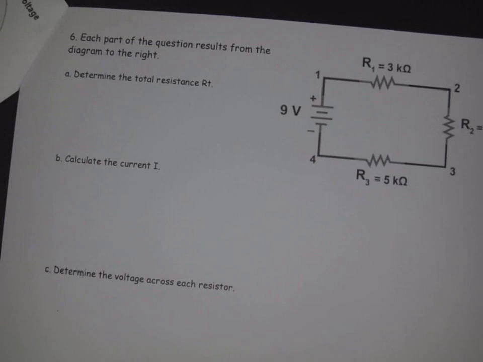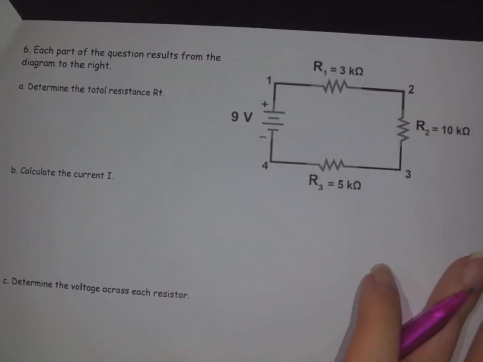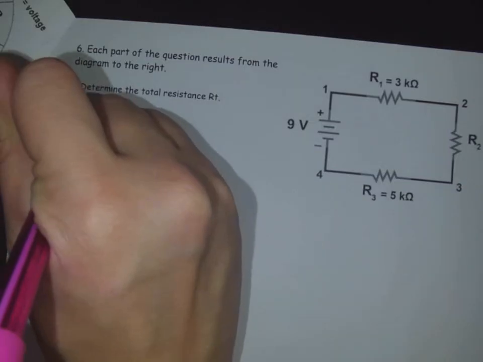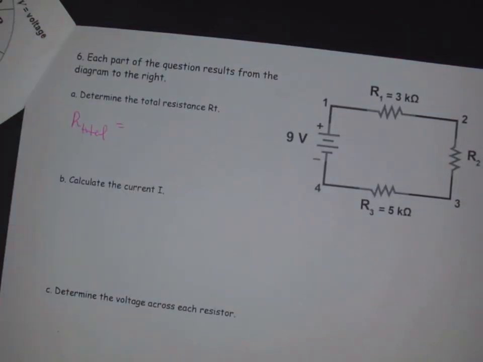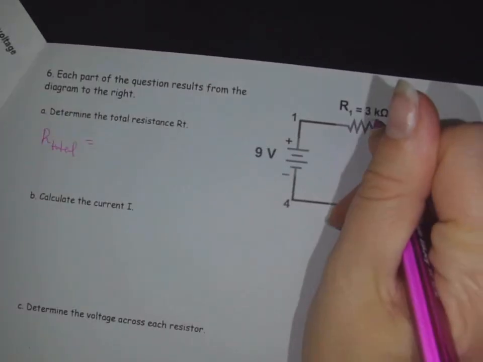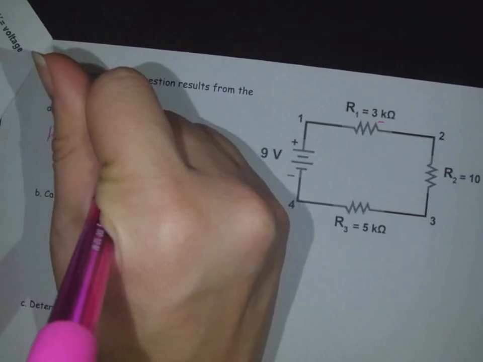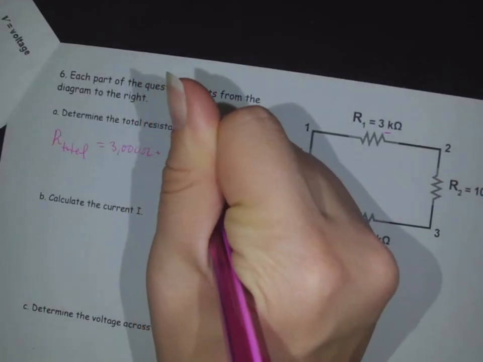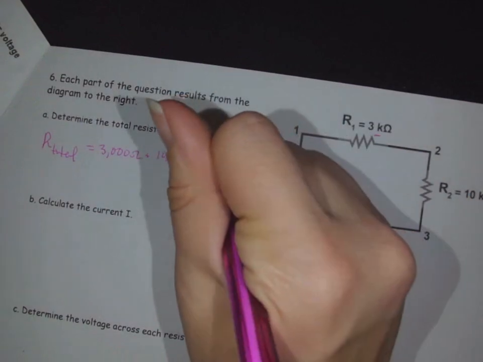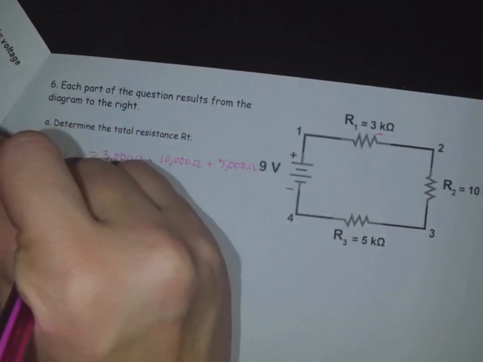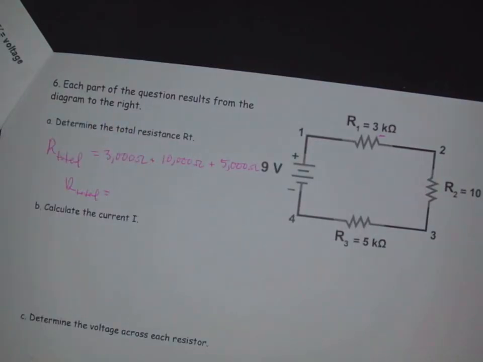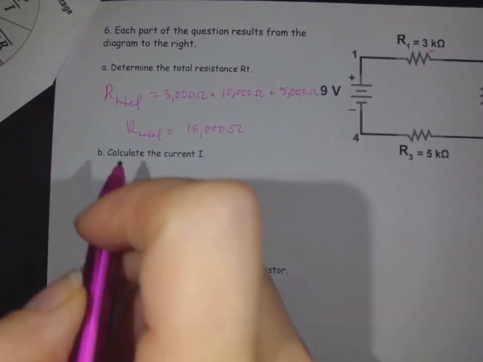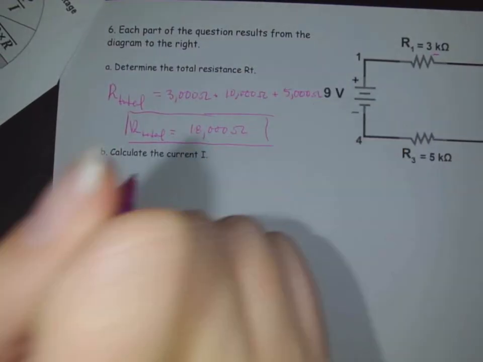Number 6, part A, determine the total resistance. Well, looking at this circuit, there's 3 resistors, and they are in series, not in parallel. And we know to get our total, when it's a series, we just add them together. Don't forget that the K means 1,000. So this is 3,000 ohms plus 10,000 ohms plus 5,000 ohms. Okay. So my R total is going to be 18,000 ohms. Now I have proper units there, and that's the final answer for this section, so I'm going to put a box around that.